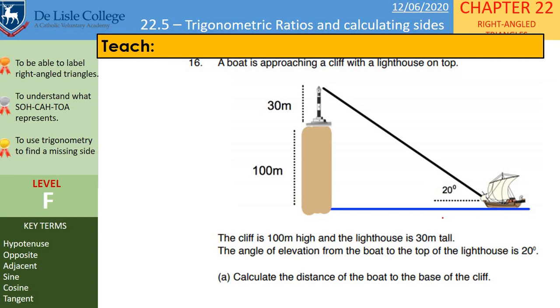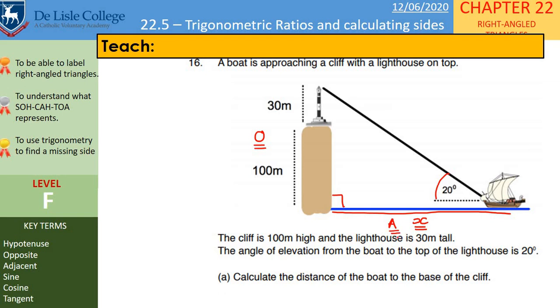So the first thing we're looking for is, well, which part are we looking for? Okay, so if we're calculating the distance of the boat to the base of the cliff, this is what we're looking for. We're looking for this side here. Okay, so now we can work out which trig ratio we're doing by labelling the sides. So that's our angle given, okay, 20. Opposite is here. So this one, if that's the right angle, because it's meeting the height, we know that's the hypotenuse, so I've got the adjacent here.